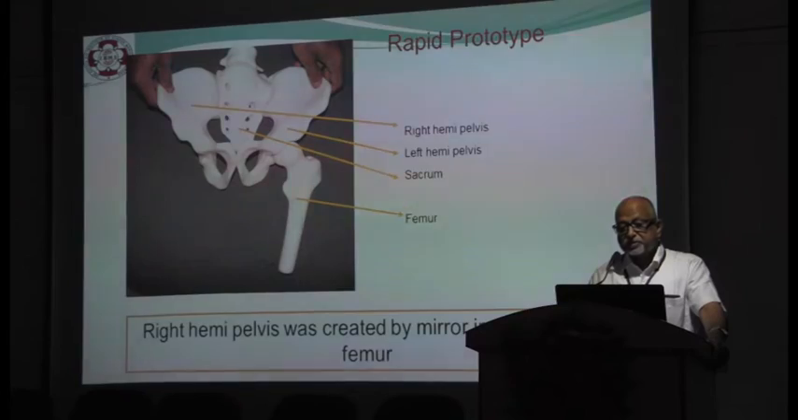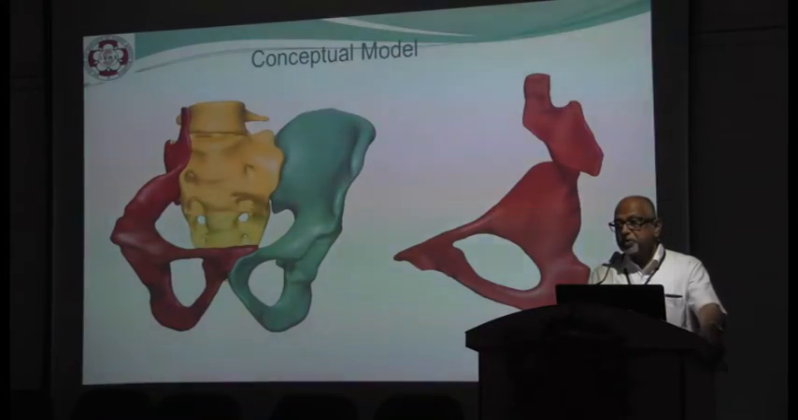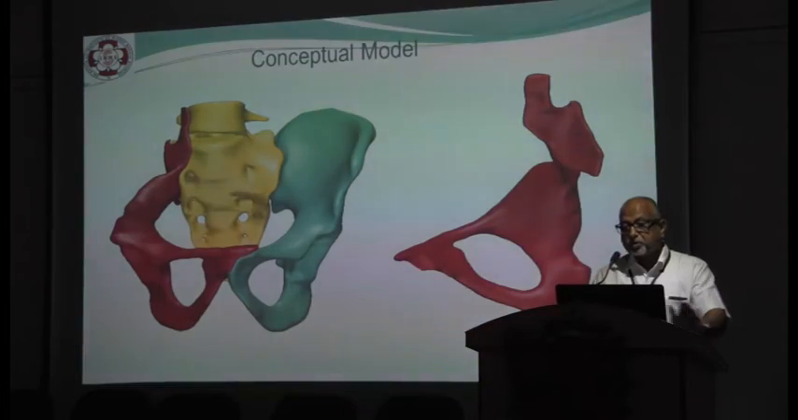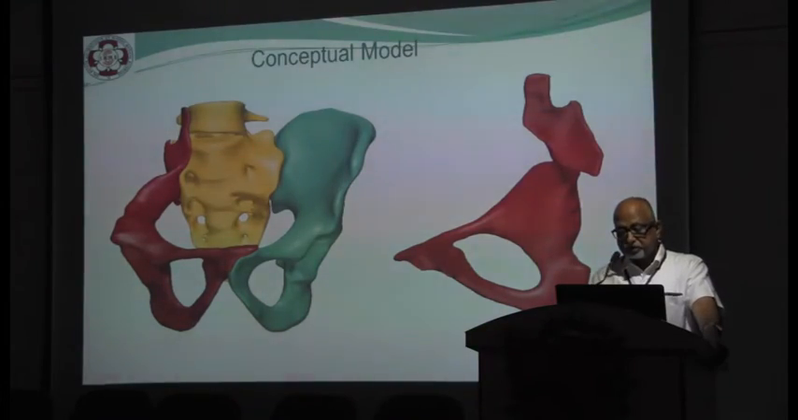The right hemipelvis was created out of a mirror image of the left hemipelvis, and a conceptual model was developed with rapid prototyping. This is a model which is developed on the computer, and then it was converted into a plastic model.